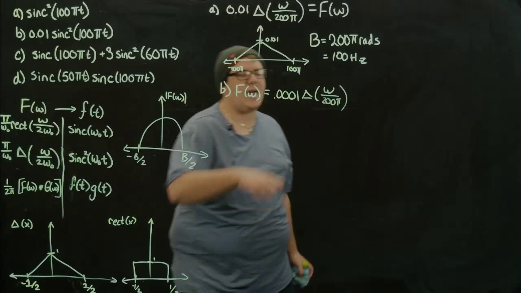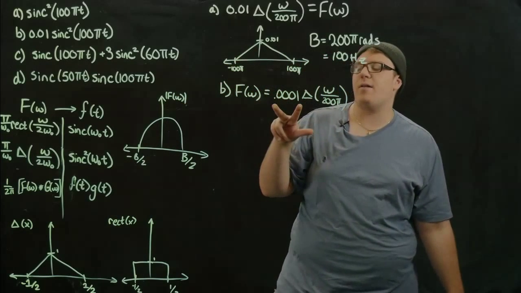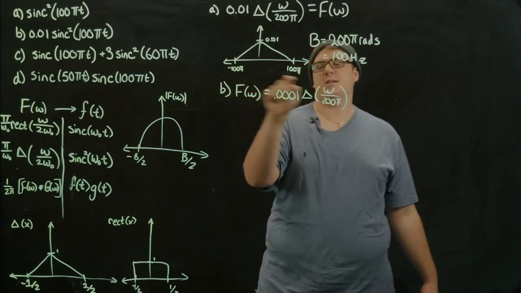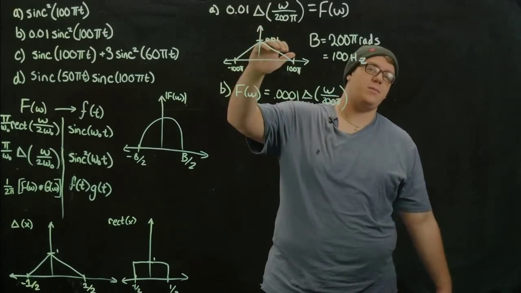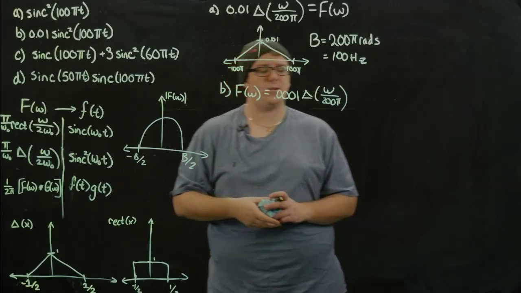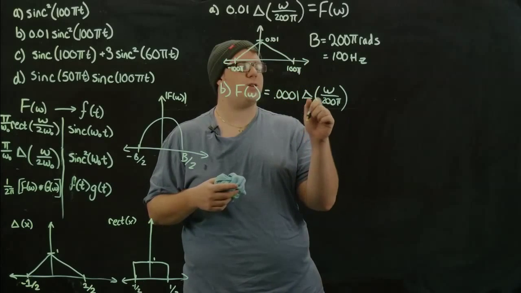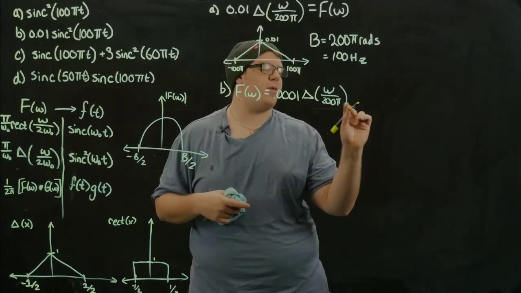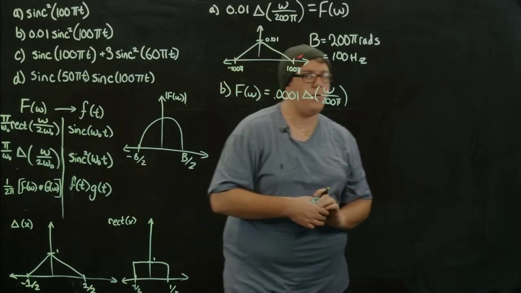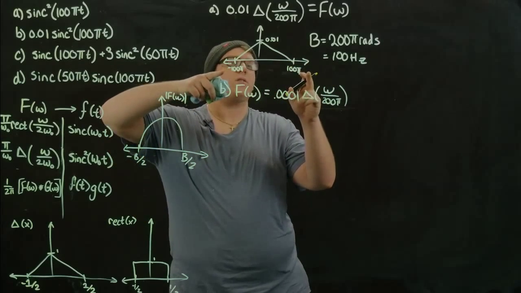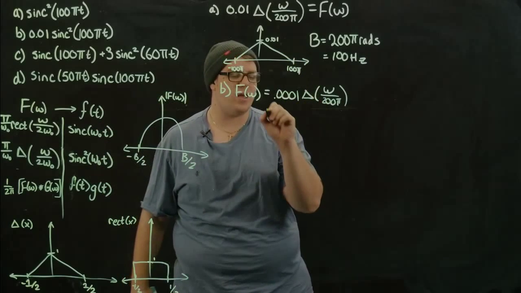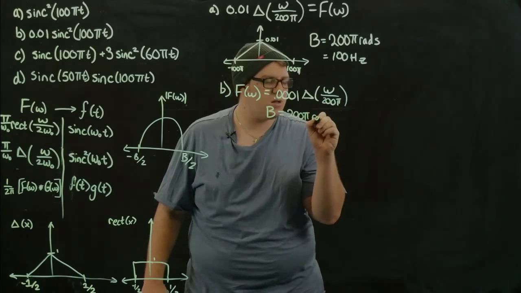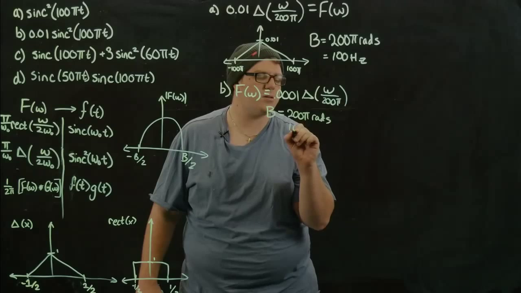What you'll notice is that the multiplier out front doesn't affect which frequencies are there. It affects the height and the magnitude of the frequency, but it doesn't affect which frequencies are present. That's all determined by the triangle function here, or the rectangle for a regular sinc function, and also whatever your modifier on omega is. So our function is going to look very similar, just with a different height. The bandwidth here is the same as in the previous, 200 pi radians, or 100 hertz.